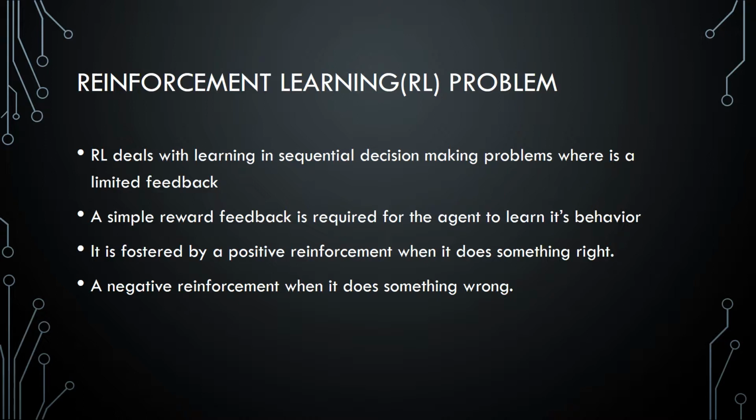Reinforcement learning deals with learning and sequential decision-making problems where there is limited feedback. A simple reward feedback is required for the agent to learn its behavior. It is fostered by positive reinforcement when it does something right and negative reinforcement when it does something wrong.